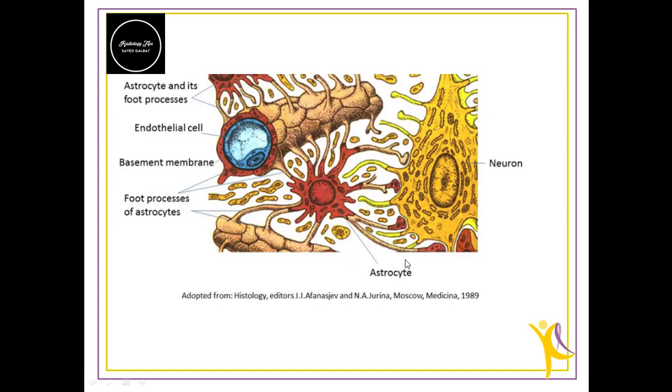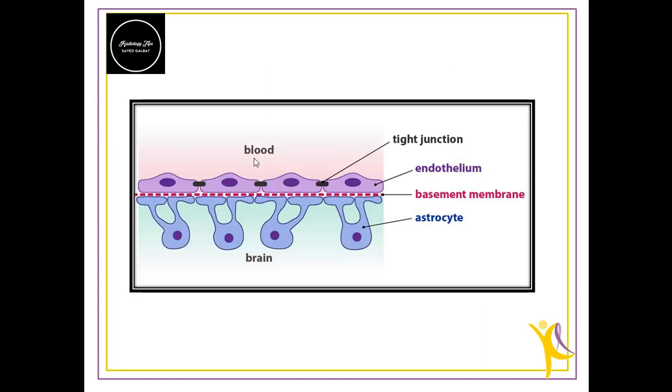If we have a closer look at the capillaries in the brain, we can see the neurons and the astrocytes, which have multiple foot processes that seal the pores and fenestrations in the wall of the capillaries. In addition, the endothelial cells are tightly packed to each other with no intercellular clefts in between. To make it easier, the blood-brain barrier components are the tight junctions of the endothelial cells, the foot processes of the astrocytes, and the basement membrane in between.